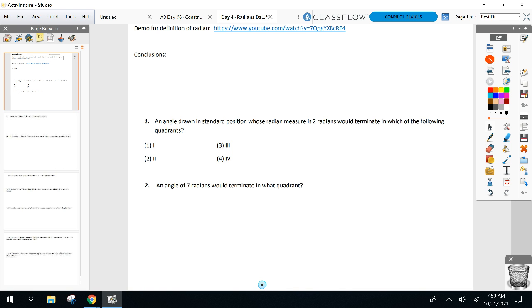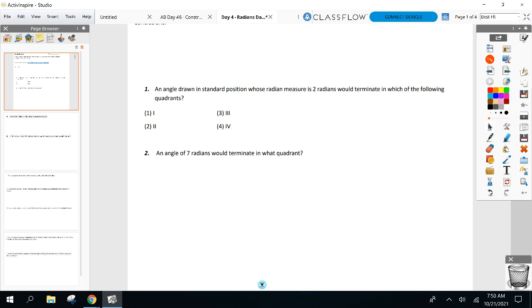I'm going to review some stuff from yesterday, and then I'll get into this new formula that we need radians for. So first question right off the bat, you guys are going to help me out. I'm just going to start calling on people. 2 radians. What quadrant am I in? If I have an angle of 2 radians, what quadrant am I in?